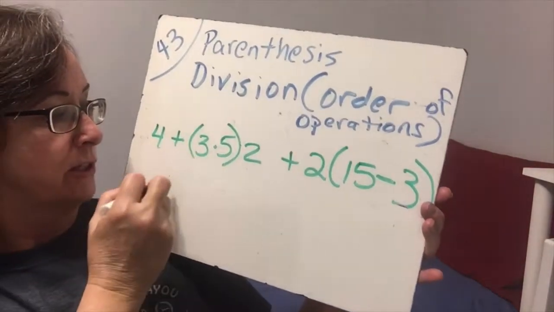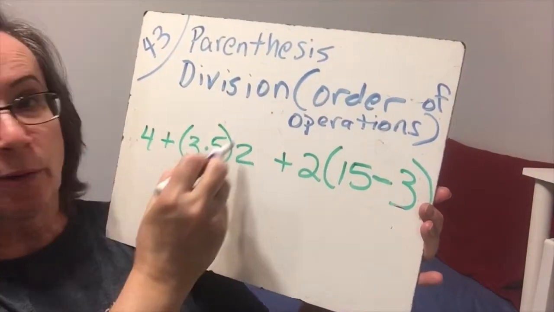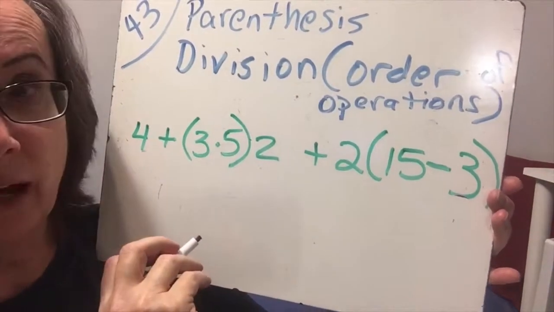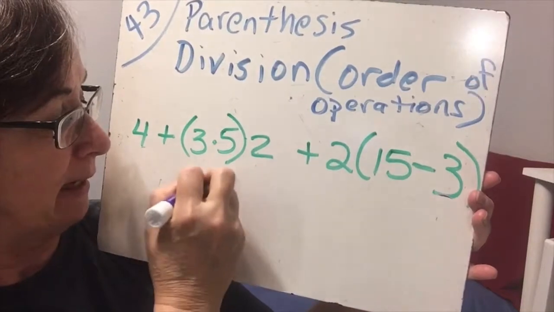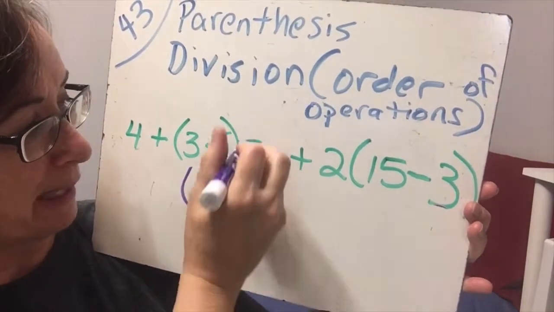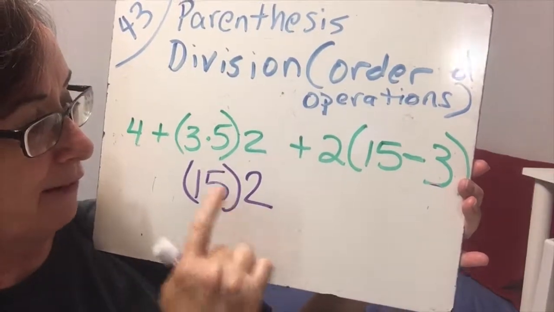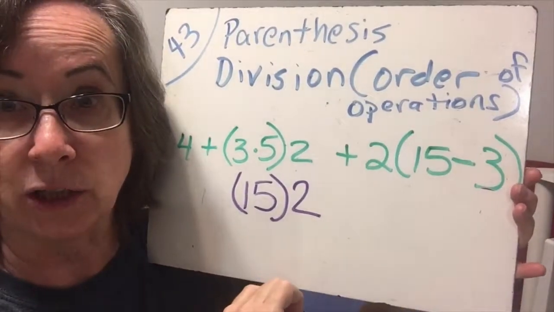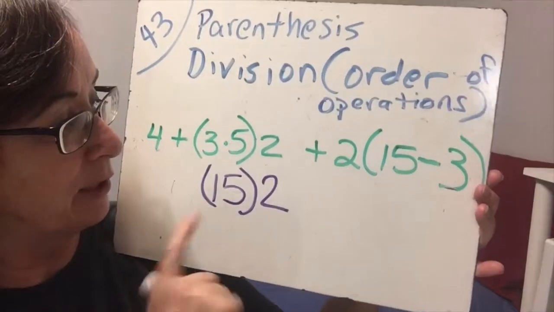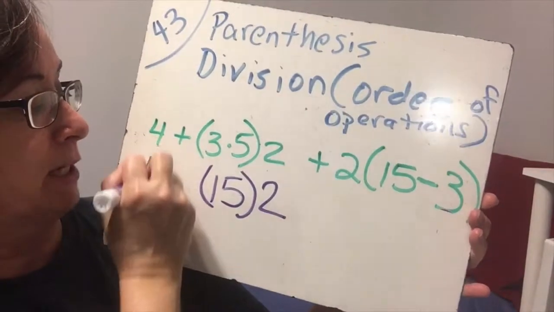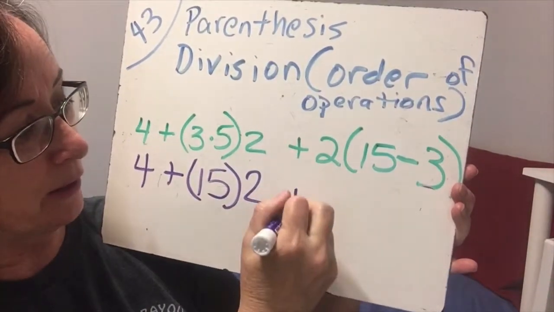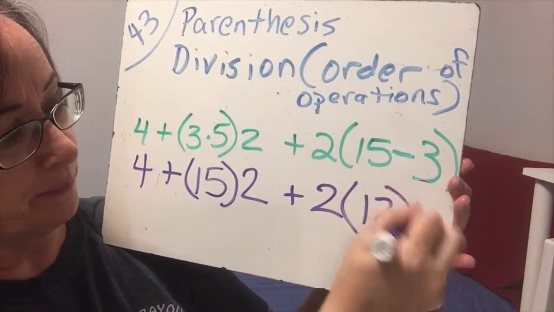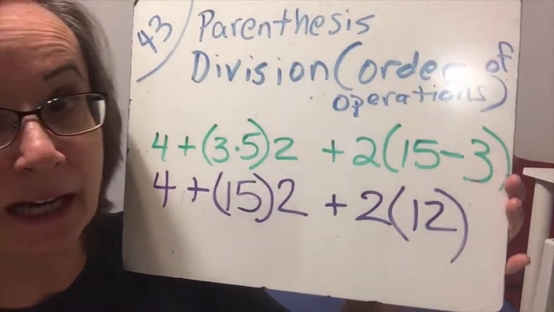Okay, so we're going to start with our parentheses. I'm going to go straight to this parenthesis right here, and it is 3 times 5, and 3 times 5 is 15. I'm going to leave it in parentheses because it's joined to a 2. If I just took it out of parentheses, it would look like 152, and it's not 152. It's 15 times 2, and I'm going to do that to keep it separate. This one I'm just going to bring down, and then I'm going to come over to this parenthesis, and 15 minus 3 is 12. And I have taken care of my parentheses.